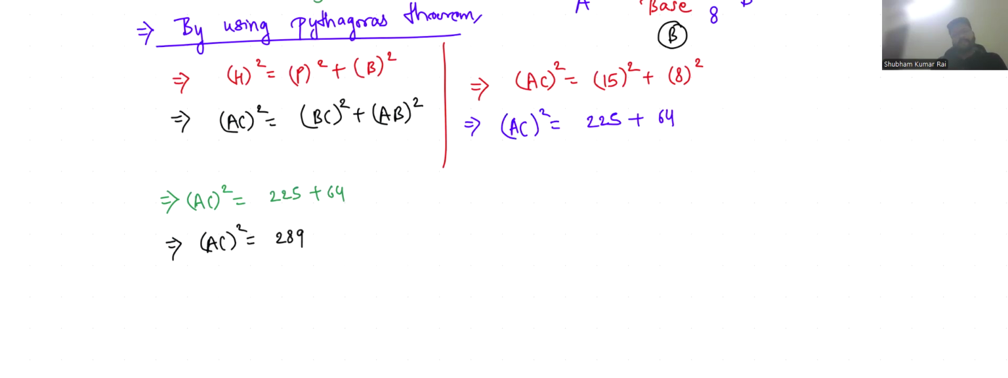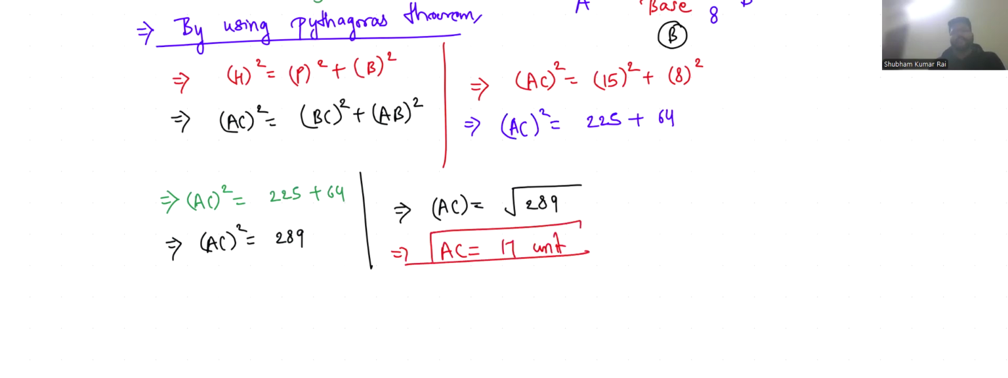Now this square will be shifted and it will become root under root 289. So what is the square root value of 289? That is 17. So we have got the value as 17 units. As this was our triangle, it was 8, it was 15, and we have got the third side as 17, right?